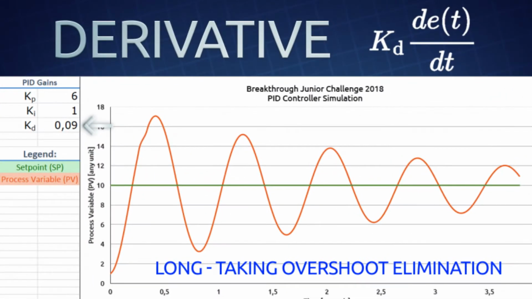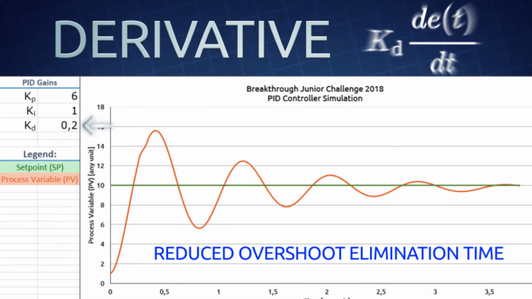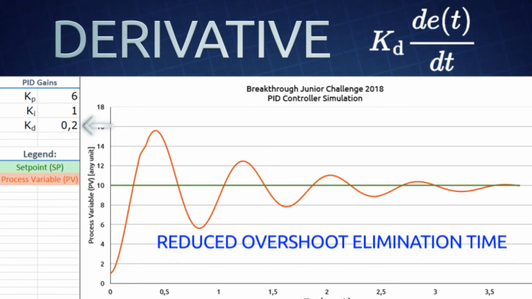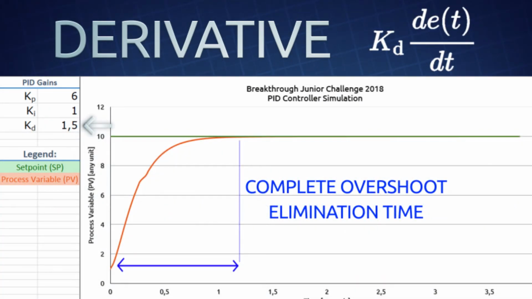The last term is the derivative. As you might remember from the differential calculus lessons, we can use the derivative of a function to find points in which it changes its direction. The derivative term greatly decreases the overshoot and settling time, while not considering how far the PV is from the SP, but only how the PV changes, how quickly its value rises or decreases.